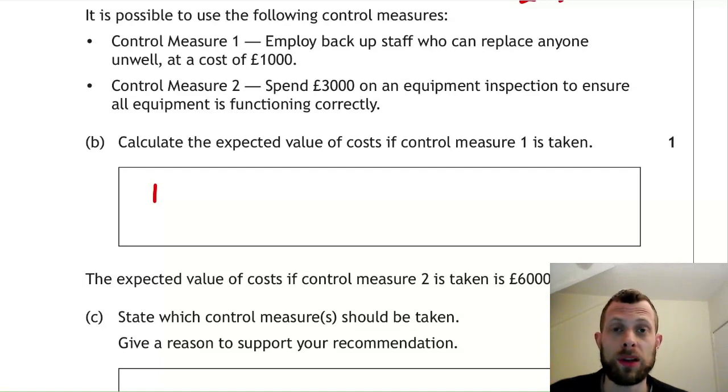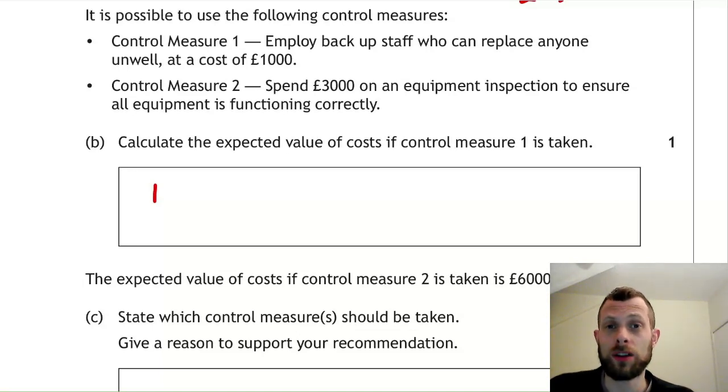In part B we have these so-called control measures, which are options that we could take to avoid these problems happening, but it means it'll cost more money. So if we spend £1,000, we can avoid this problem of people being ill. We can get replacement staff. Control measure 2, we spend £3,000 in advance, and that means we can rely on the equipment.